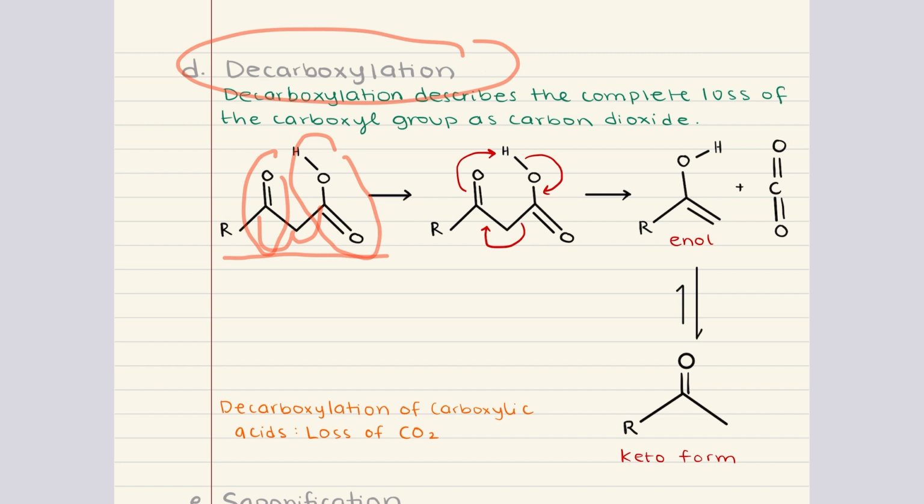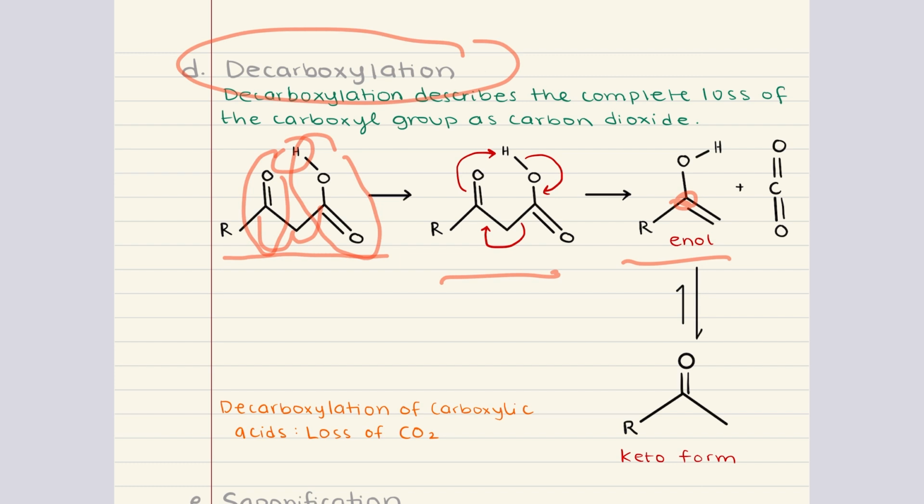In the mechanism, the electrons from the carbon-carbon double bond adjacent to the carboxyl group shift towards the carbonyl group, and that facilitates the release of carbon dioxide. Simultaneously, a hydrogen atom is transferred to stabilize the remaining structure. So the immediate product is an enol, which is a molecule containing both a carbon-carbon double bond and a hydroxyl group attached to the same carbon atom.